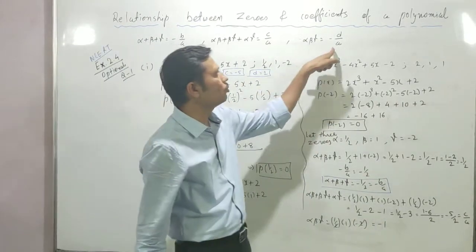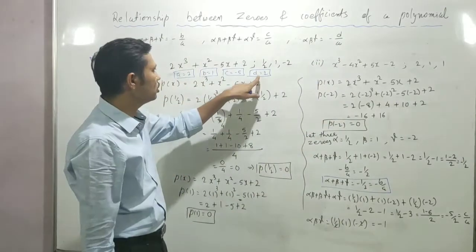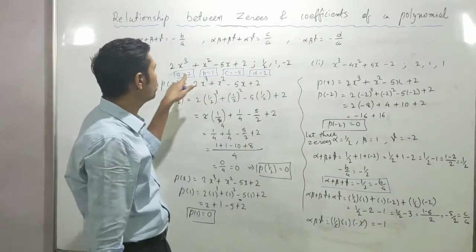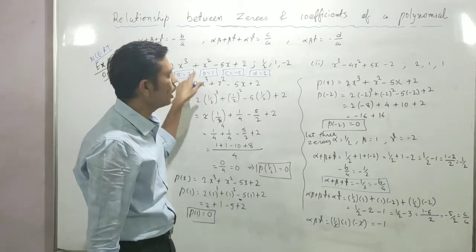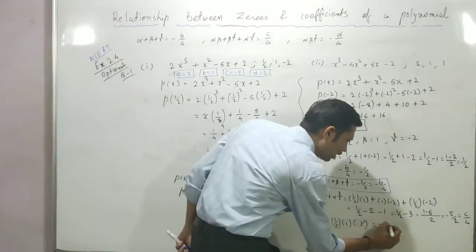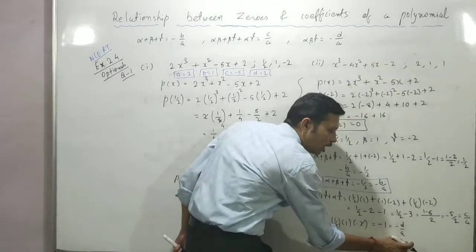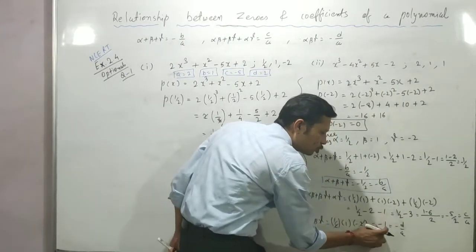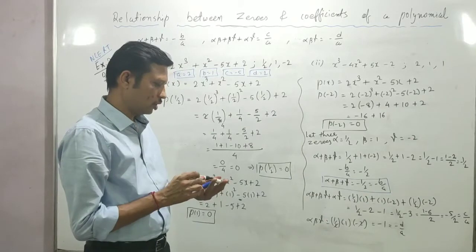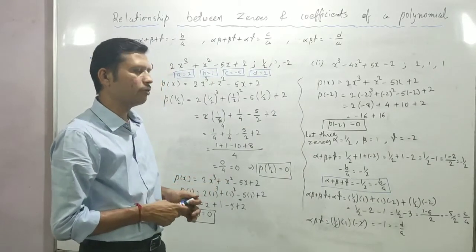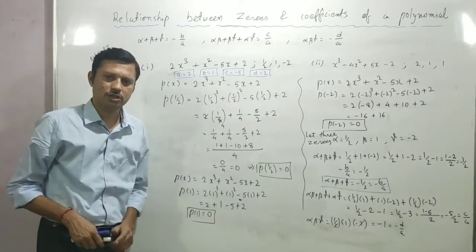And that is equal to what? Minus d by a. Now check it. d by a: 2 by 2, that is 1. And minus d by a, so that is equal to minus d by a. Here I replace 2 upon 2, so the 2 will be cancelled out, so minus 1 will reflect. So this one is again the relation between the zeros and the coefficients.